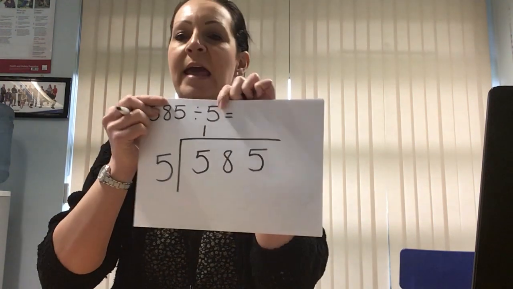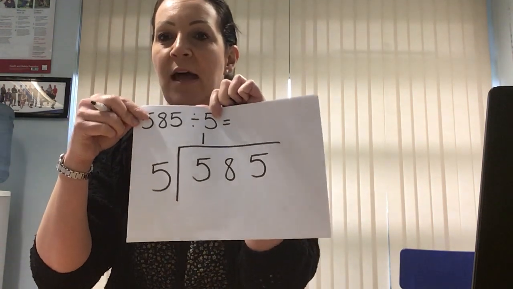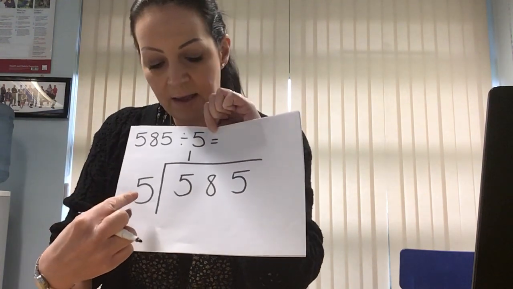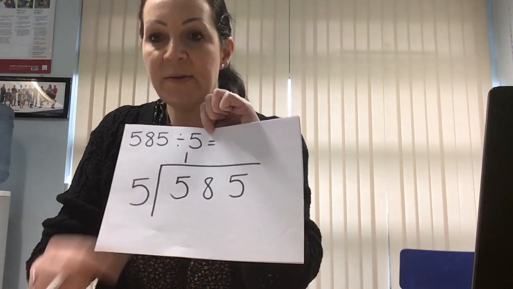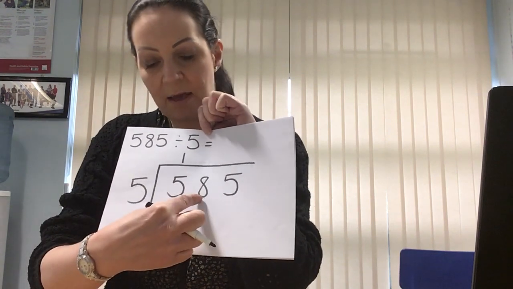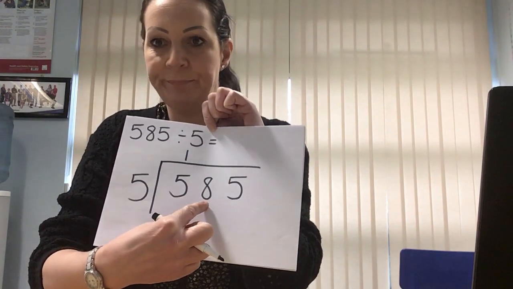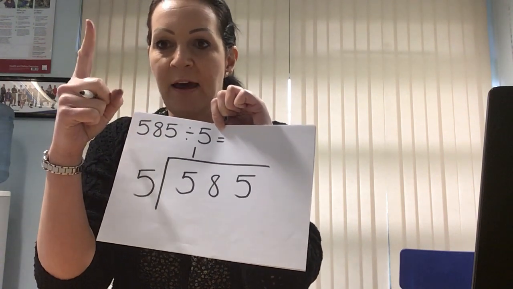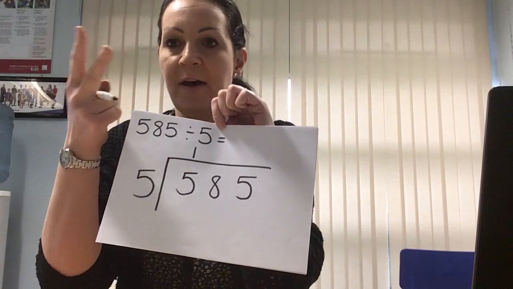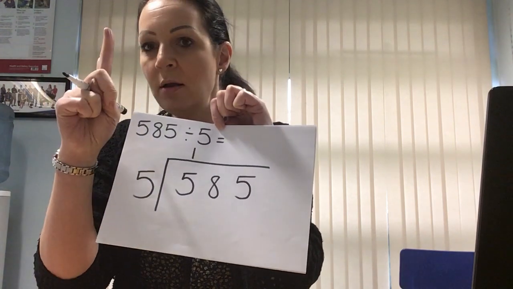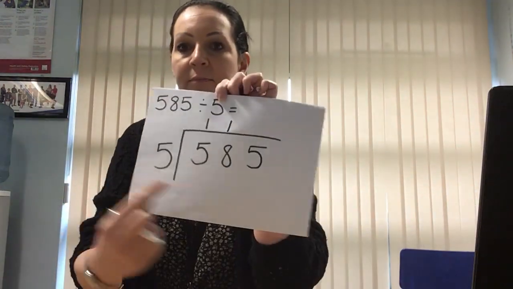Now this is where it changes a little bit, so just watch carefully. I'm going to do a few examples and hopefully we'll get it by the end. Okay, the next number, we've used our 5, so we'll look at the next number. How many 5s go into our 8 here? Now I know that 1 5 goes into 5. We can't have 2 lots of 5 because that would be 10, and we've only got 8. So 1 lot of 5 is 5.